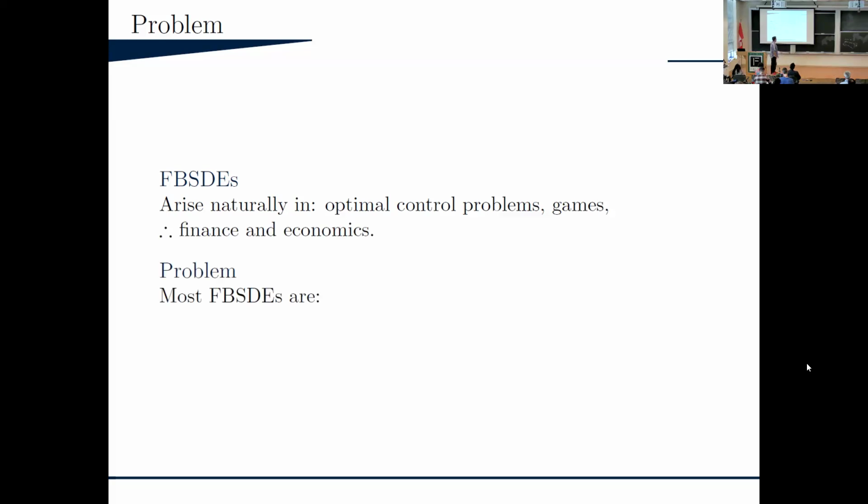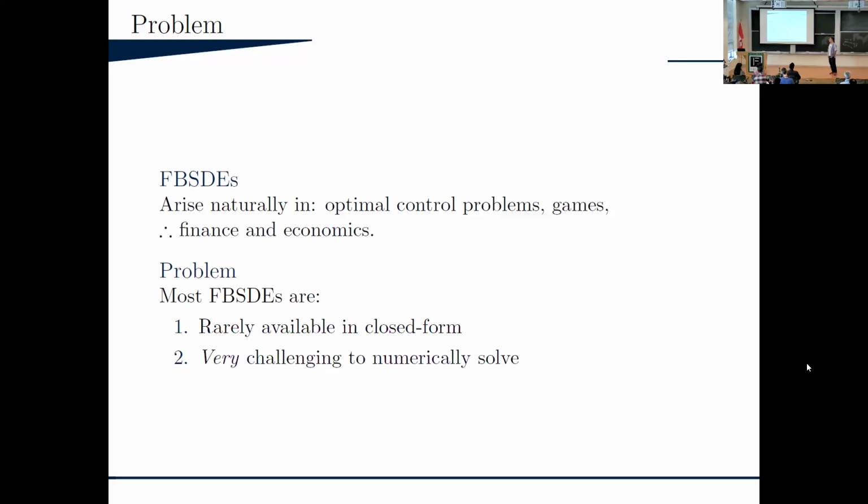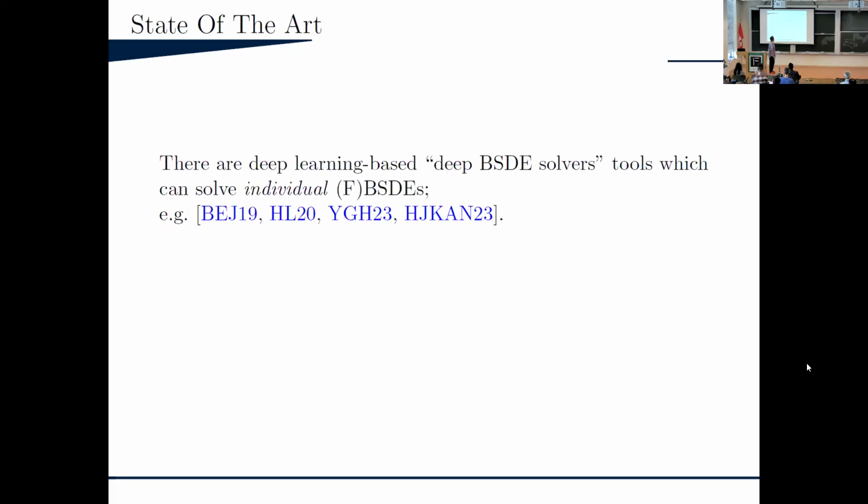So the problem with dealing with FBSDEs is one of two things. They're almost never available in closed form. And then numerical schemes for solving FBSDEs, which might be more realistic for a given problem, are challenging to say the least, right? So they're long to solve. They don't work in high dimensions, and so on. Okay, so that said, what is the state of the art for numerical schemes? And then I'll criticize it.